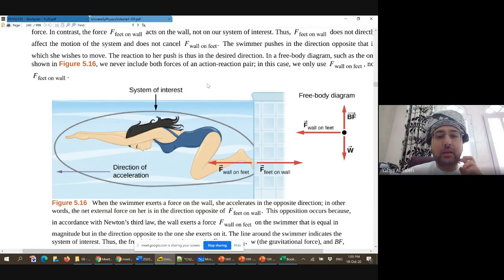Now, why, though, does the swimmer end up propelled in the other direction? Two things happen, right? The wall doesn't move, but she ends up pushing herself in the opposite direction. Think about it. I'll give you a minute.